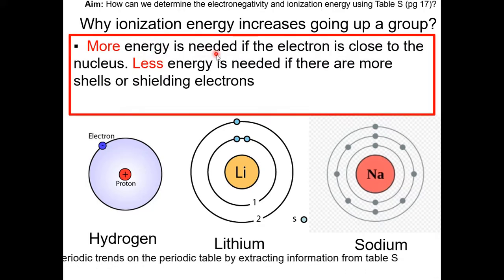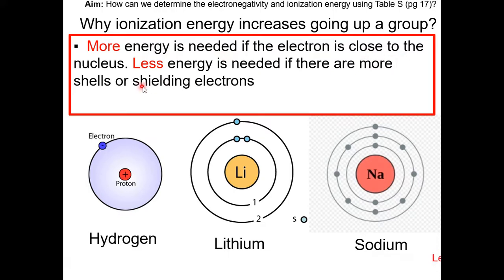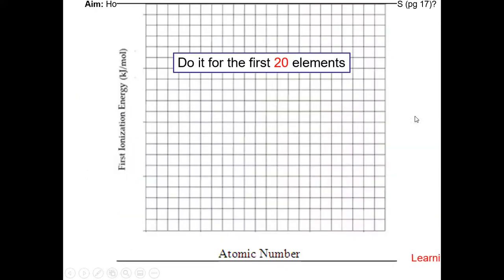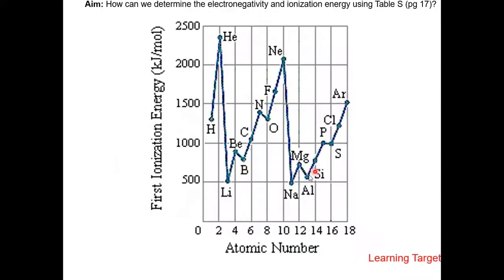So more energy is needed if the electron is close to the nucleus. Less energy is needed if there are more shells or shielding electrons. And keep in mind, the effective nuclear charge is constant within a group. So now I want you to graph the ionization energy for the first 20 elements. Pause the video and resume once you've done this. Here's what your graph should look like.